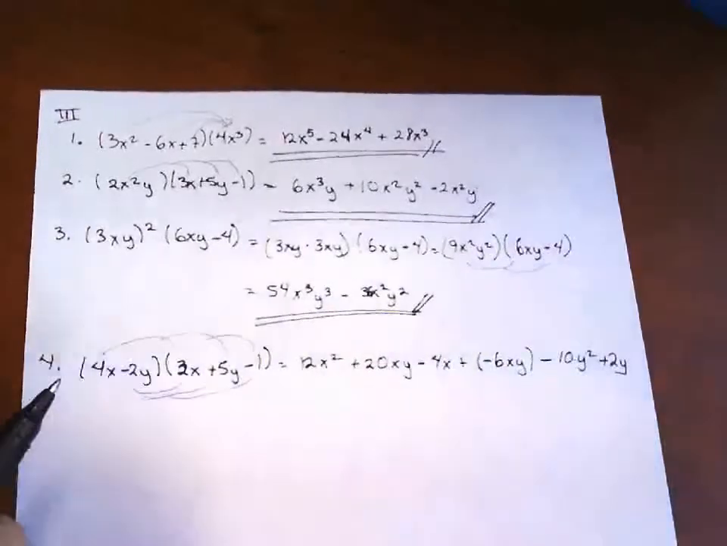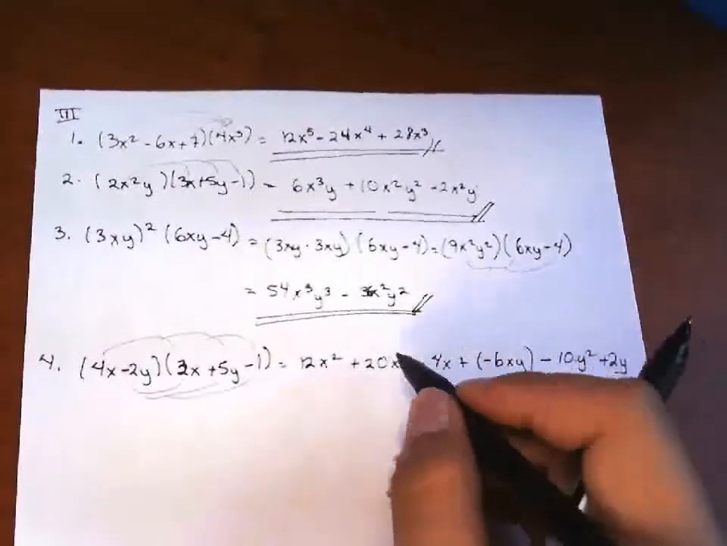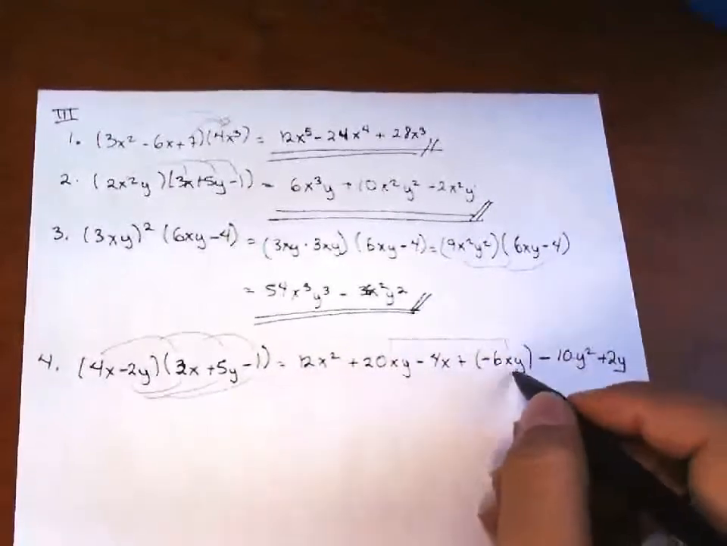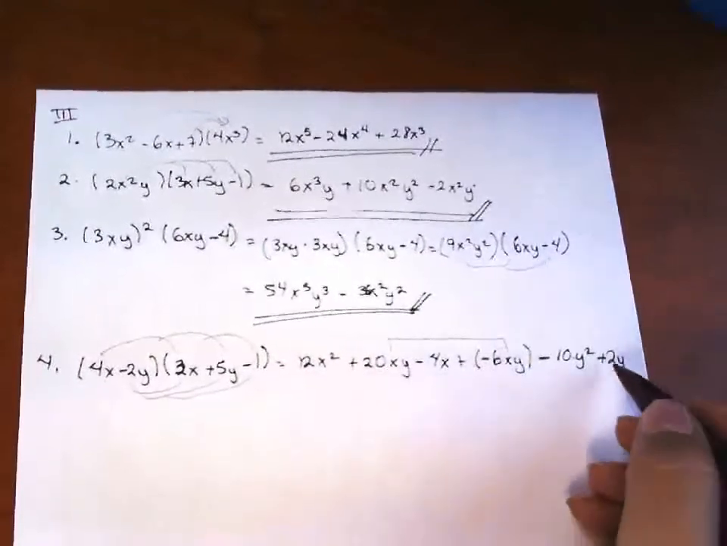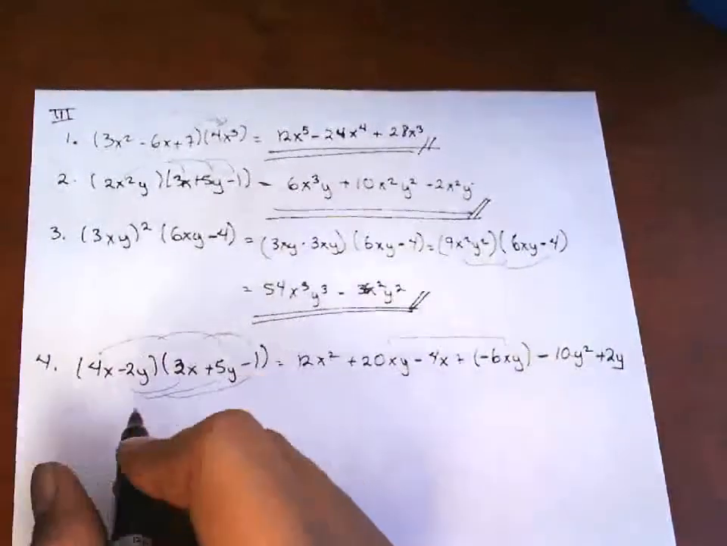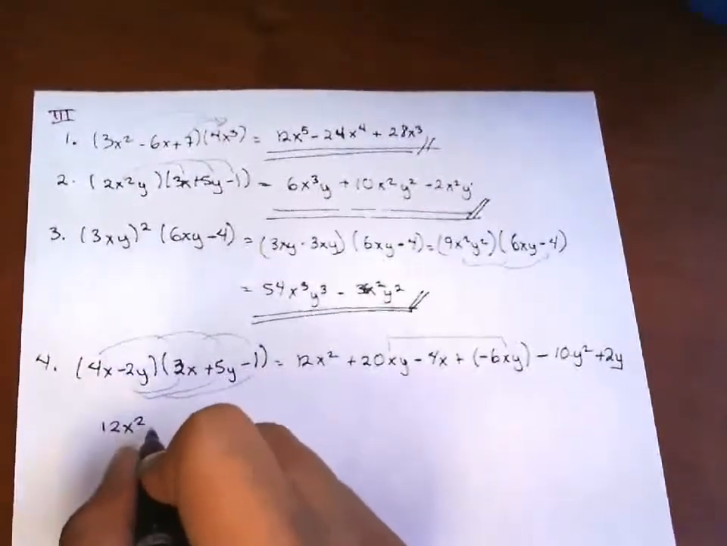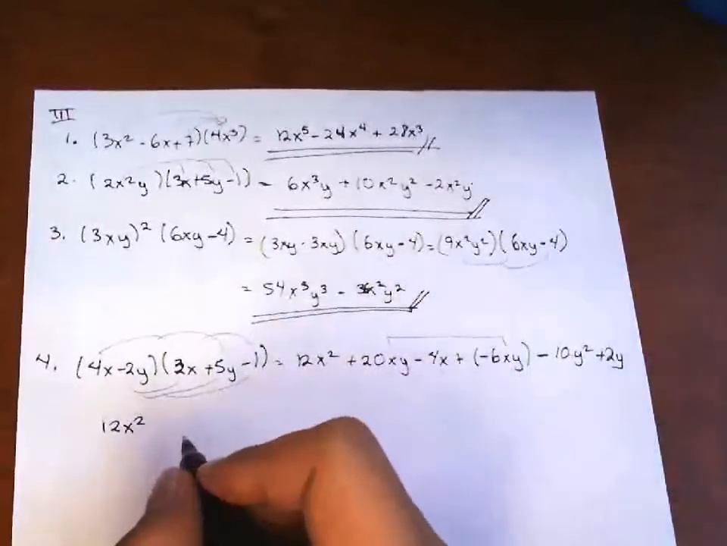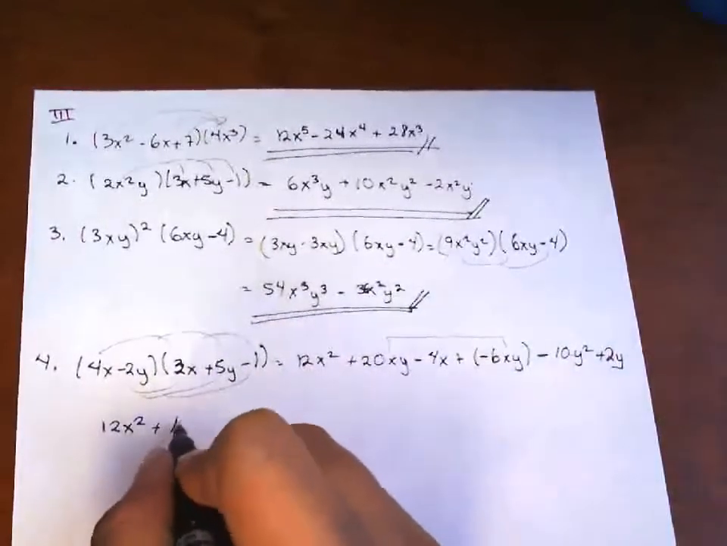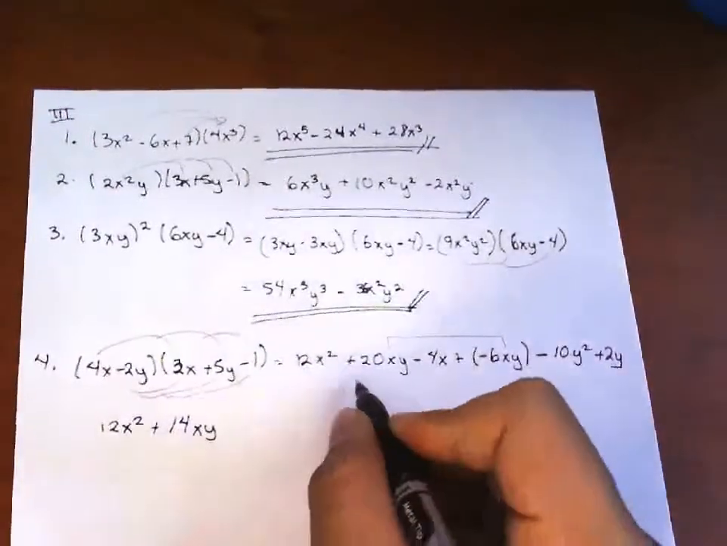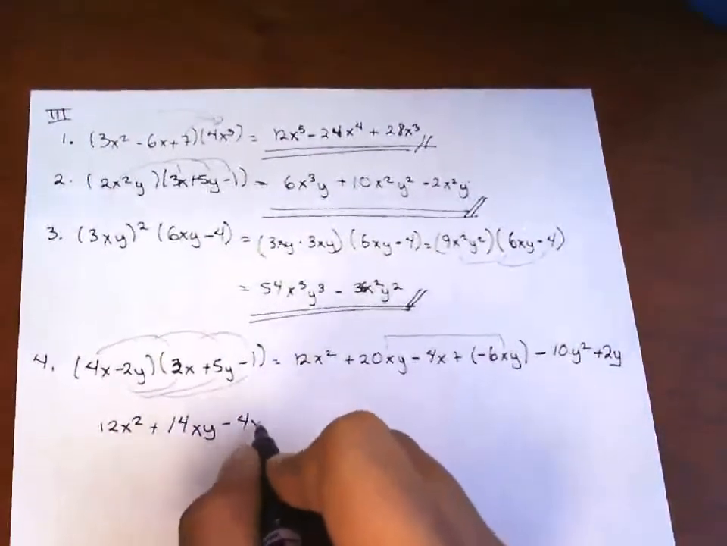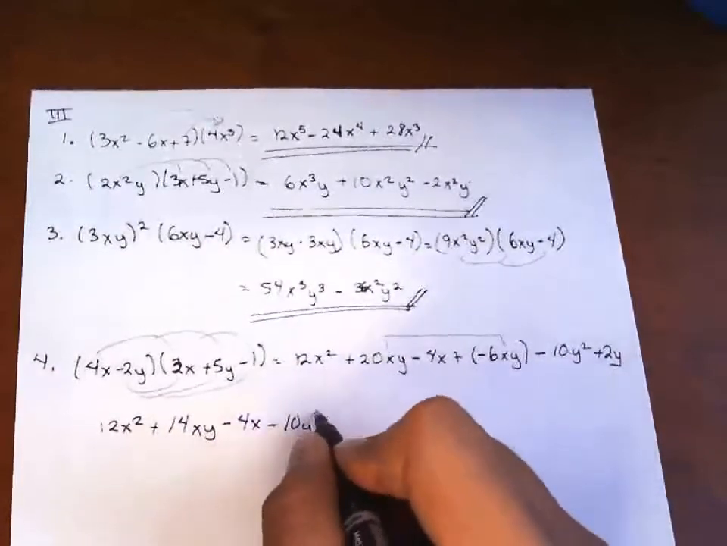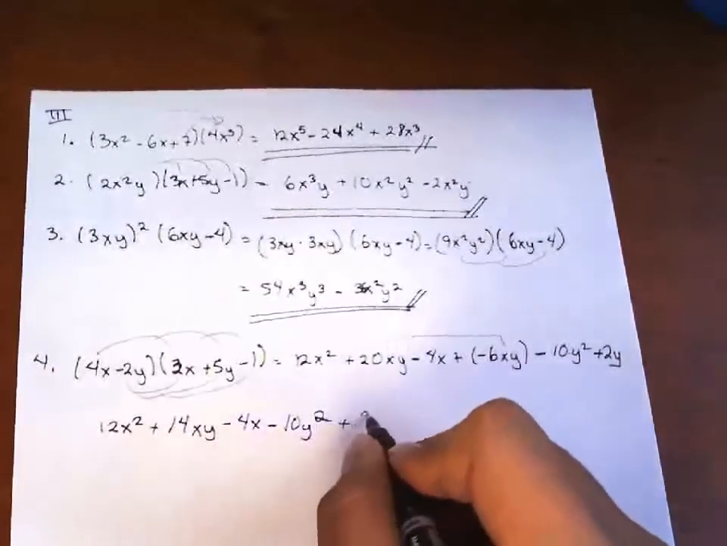Y entonces encontramos aquellos valores que tienen términos comunes, o variables comunes más bien, xy, y nada más. Entonces quedamos con 12x cuadrada, 20 menos 6, 14xy, menos 4x, menos 10y cuadrada, perdón, más 2y.